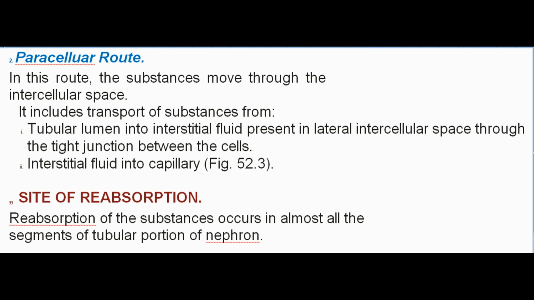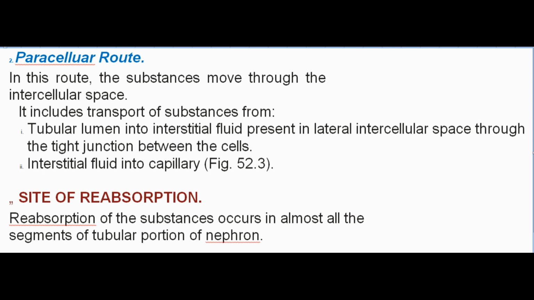Paracellular route. In this route, the substances move through the intercellular space. It includes transport of substances from tubular lumen into interstitial fluid present in lateral intercellular space through the tight junction between the cells. Interstitial fluid into capillary, Fig 52.3.